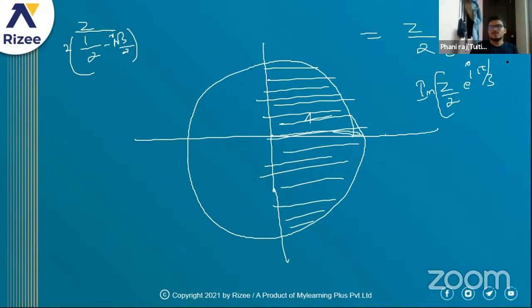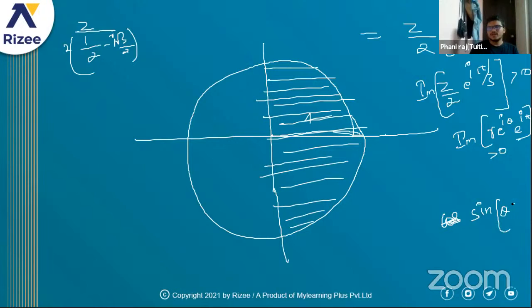So the imaginary part of this should be greater than 0. Obviously this part you can ignore. Suppose Z is equal to R e power I theta into e power I pi by 3, and the imaginary part is greater than 0. So what is its imaginary part? Sine of theta plus 60 degrees is positive.